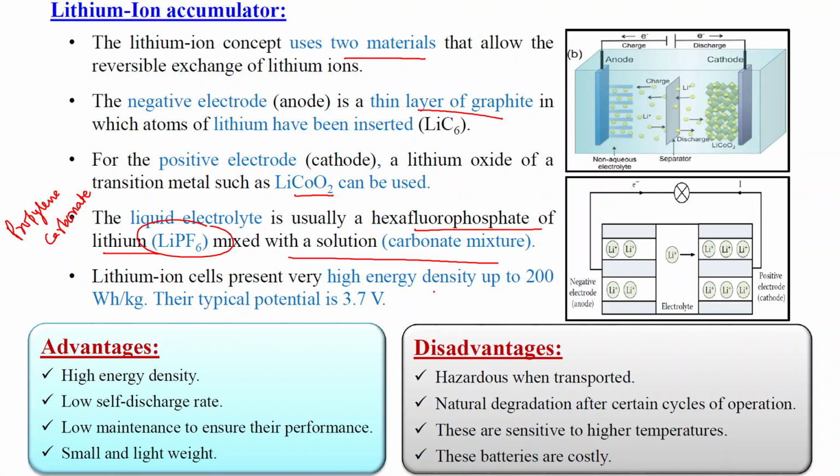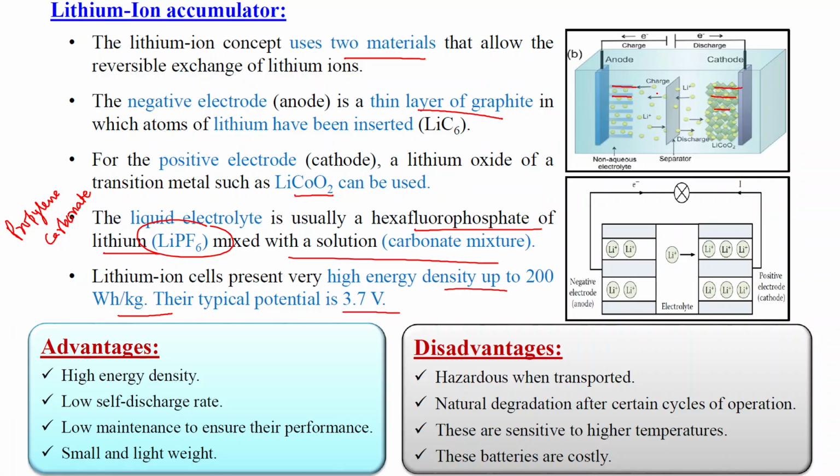The lithium ion cell presents very high energy density, up to 200 watt hour per kg. Their typical potential is 3.7 volt. So basically what happens is that this graphite anode gets oxidized. When we apply potential in the external circuit, one electrode gets oxidized, the other gets reduced, and due to that the ions present in the electrolyte intercalate and de-intercalate between these layers. These are the graphite layers, and these are the LiCoO2, that is lithium cobalt oxide layers.